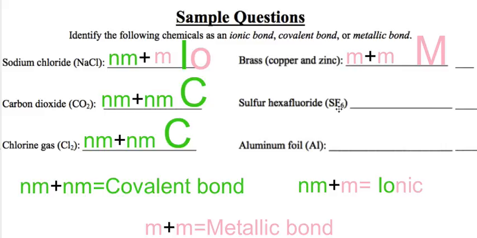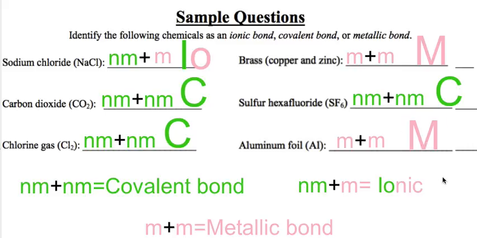Sulfur and fluorine, find those on the periodic table. Pause the video. A nonmetal and a nonmetal, which makes a covalent bond. Aluminum, that is a metal plus a metal, which is a metallic bond.